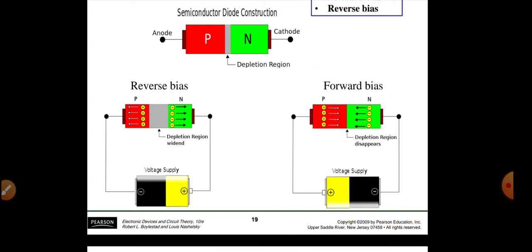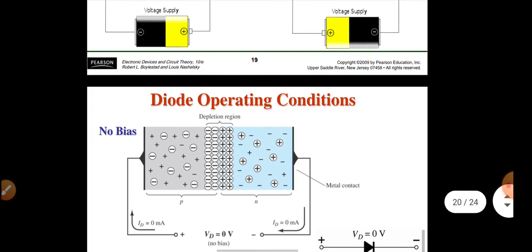In this case, if you are connecting the p type to the positive and the n type to the negative, what will happen? The positive terminal will repel the holes, and the negative terminal will repel the electrons, and they combine. They are conducting over here and over here. We'll see in detail.